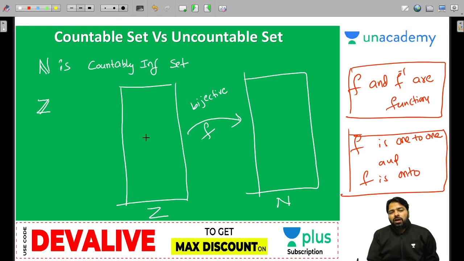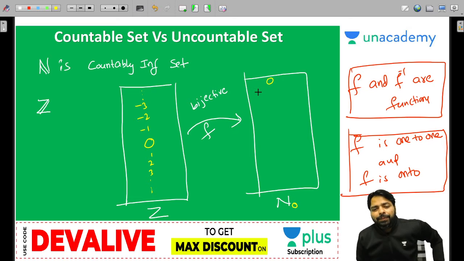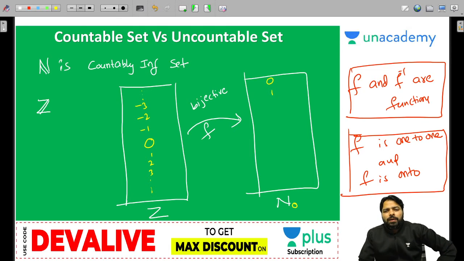But I can't show every problem to you guys, I can only speak. 0, minus 1, minus 2, minus 3, and so on. 1, 2, 3, and so on. It is your choice, I might take 0 if I want. I'm including it just to make the mapping easy. Otherwise, you can start with 1. No problem, guys, you can start with 1 also. I know N0 is a countably infinite set in the world.